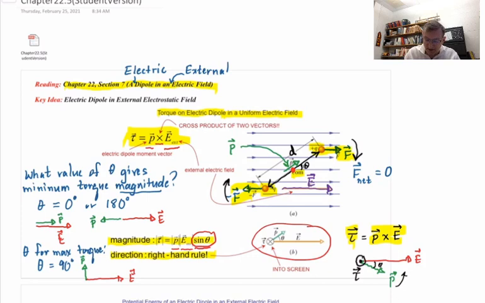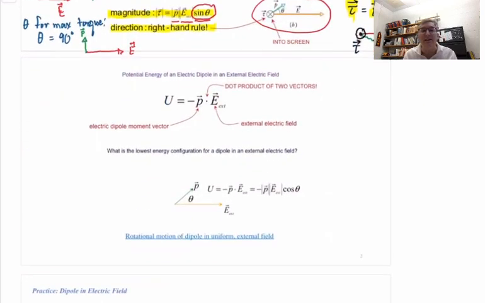Now there's something else that goes along with the dipole in the external electric field. We know from the torque argument that it will tend to just sit nicely for us and not rotate at all if the dipole moment and the electric field are exactly lined up like that. So if I put the dipole in the field like that and just let go, it's going to stay.